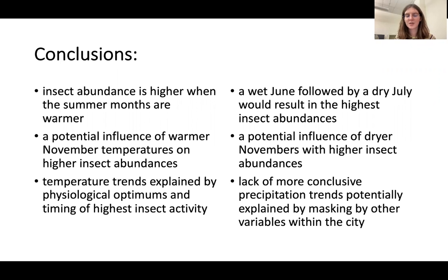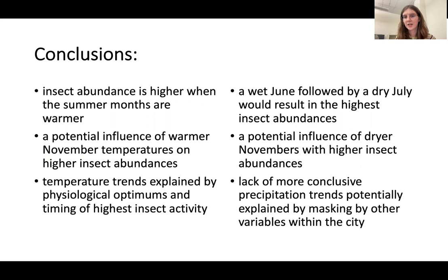And so these trends can be explained by physiological optimums. Because temperature directly influences growth and reproduction of insects, it would make sense that warmer temperatures would have higher abundance values, but also the timing of highest insect activity. So the summer months are when you see the most insects. It's also usually their breeding season. So that would just compound those abundance values in those months.